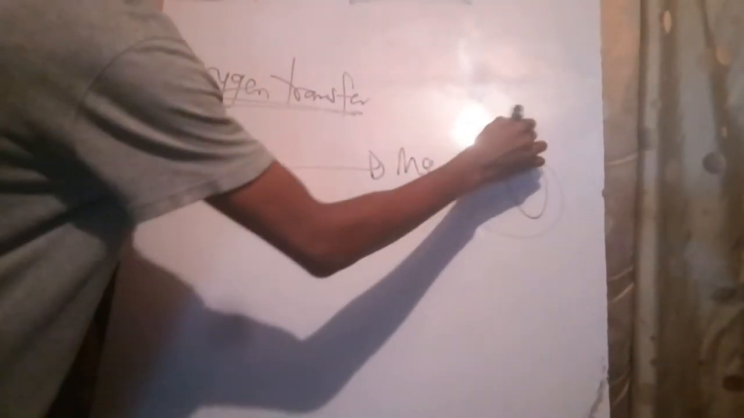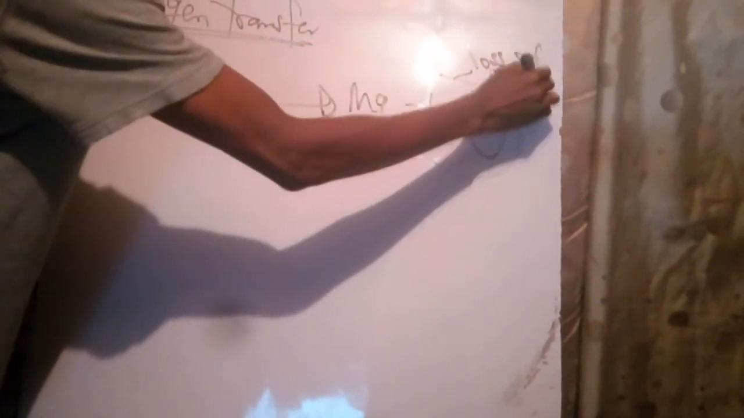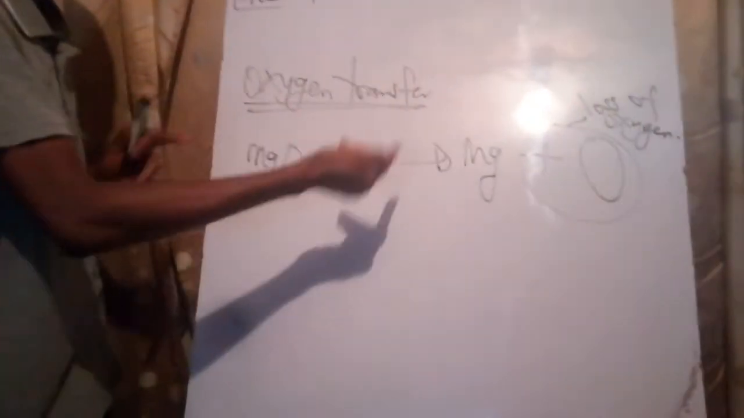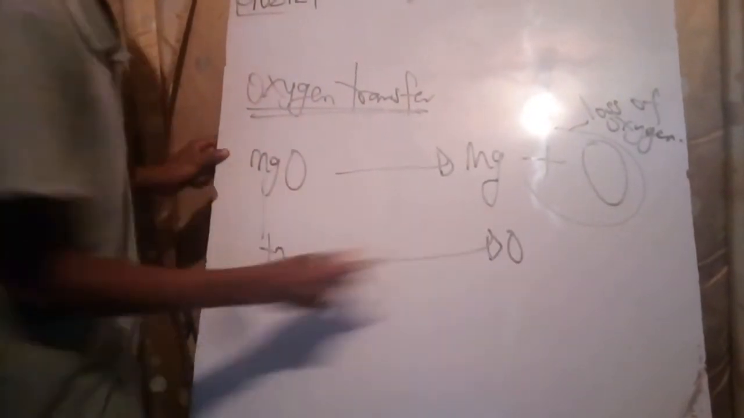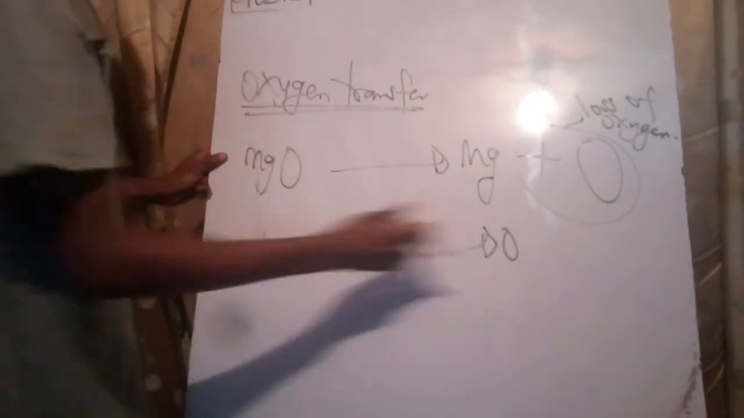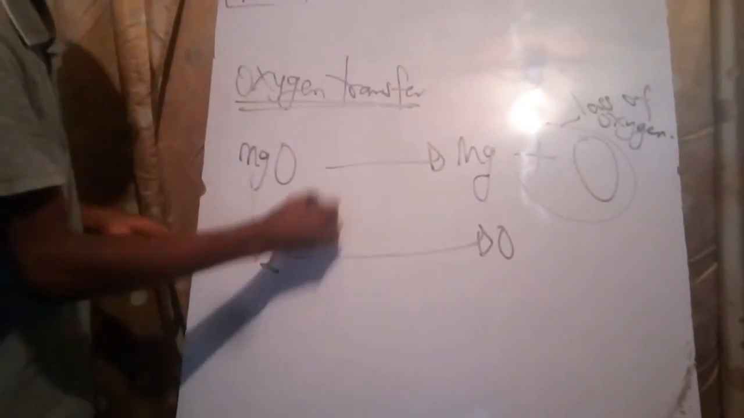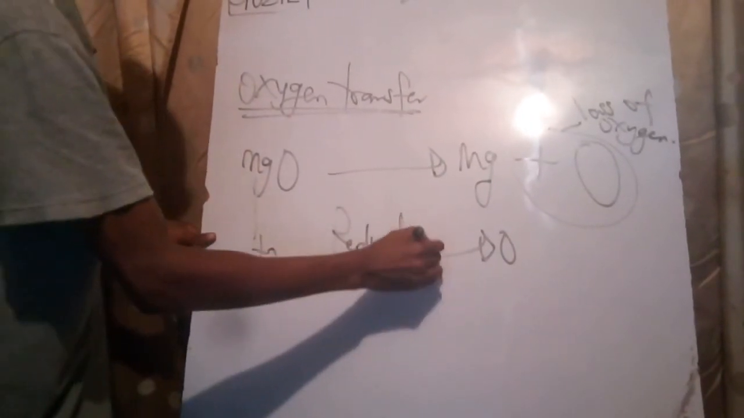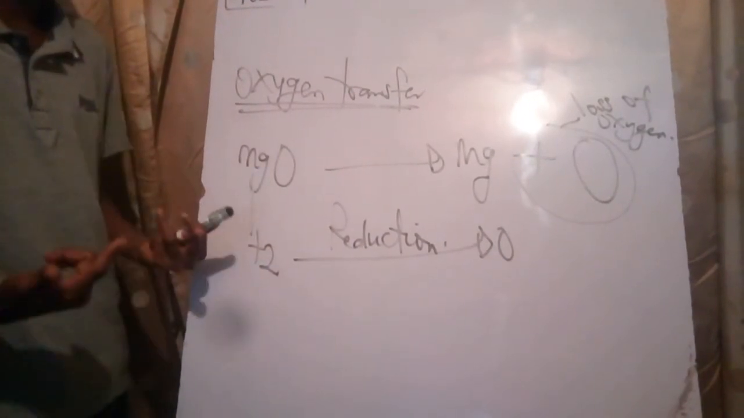Here you need to understand that there is a loss of oxygen. What happens to our magnesium? Magnesium here is +2, like you know. Magnesium here is 0. From +2 to 0, the oxidation number of magnesium has reduced, and we call that process reduction. That is a decrease in oxidation number, or reduction in oxidation number.